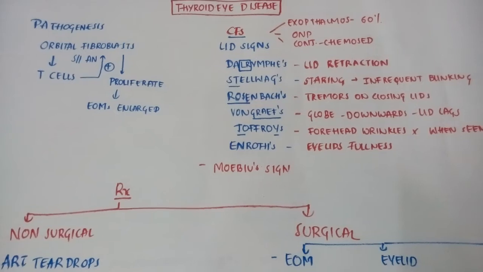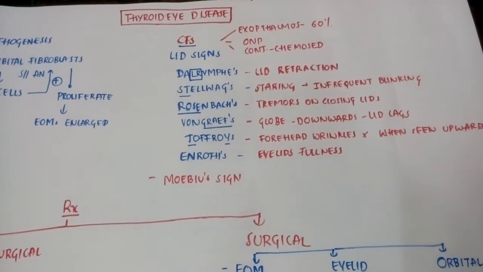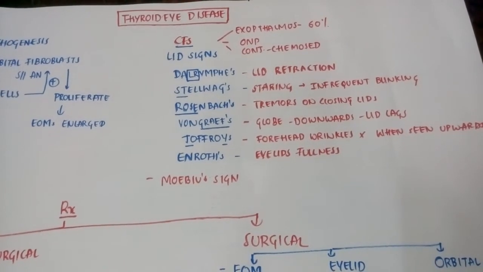Coming to the clinical features: exophthalmos, otherwise proptosis. Proptosis in thyroid disease is called exophthalmos. It is seen in 60% of cases. And optic neuropathy, due to direct compression of the nerve or of its blood supply, and the conjunctiva is chemosed.